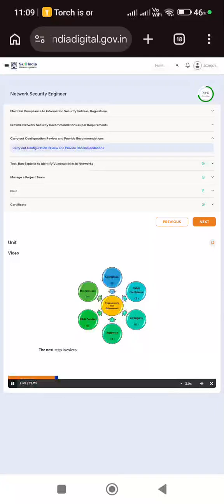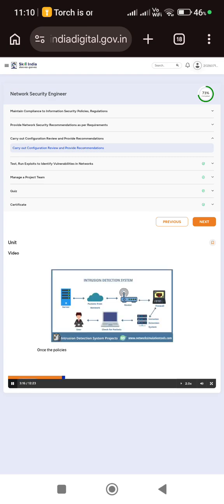The next step involves defining security policies and standards that align with industry best practices such as CIS benchmarks, NIST SP 800-53 and ISO 27001. These policies should address key areas such as user authentication, network segmentation, logging, and patch management. Once the policies are established, they must be implemented across all network devices, including firewalls, routers, switches, and endpoint systems. This includes disabling unnecessary services, applying encryption, enforcing strong access controls, and configuring intrusion prevention systems.